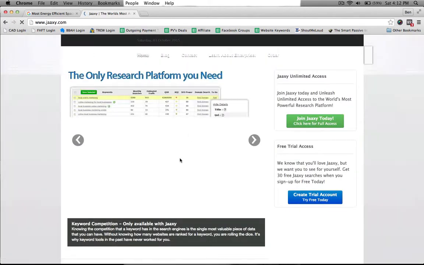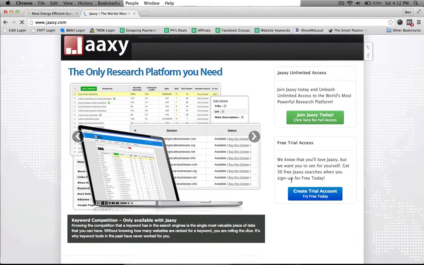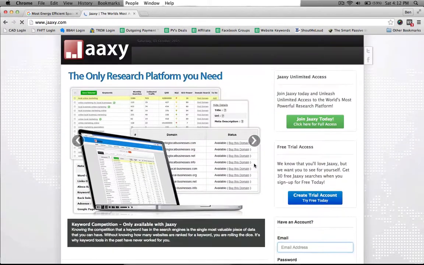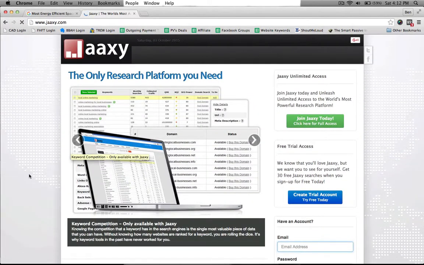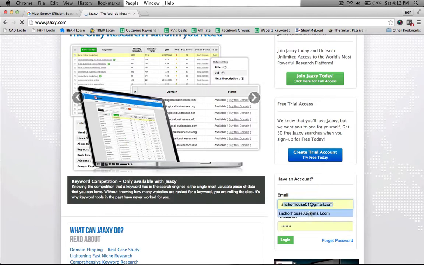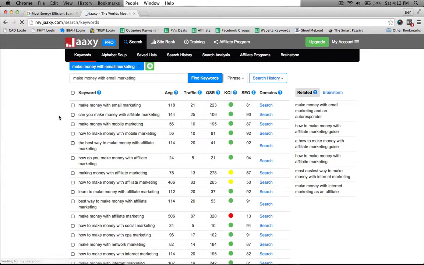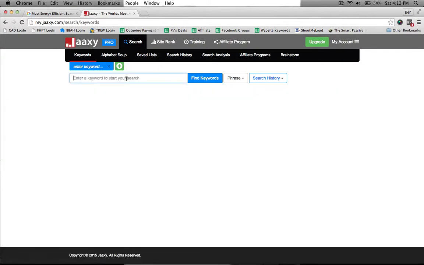Jaaxy. And again, my internet's kind of slow as I'm recording this, so bear with me here. With a keyword tool like this, it helps you to see visually what the traffic and the competition level is like for different keywords. I'll go ahead and log in here real quick and give you an example. These are some old searches I was doing for an article I was writing.